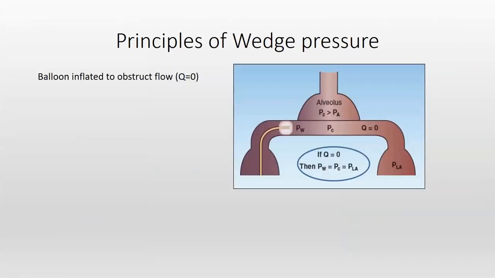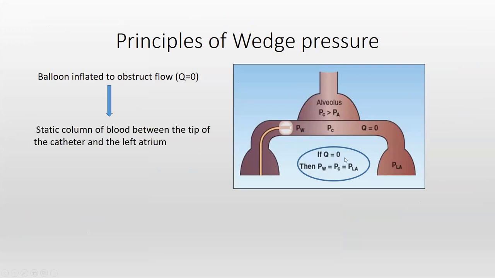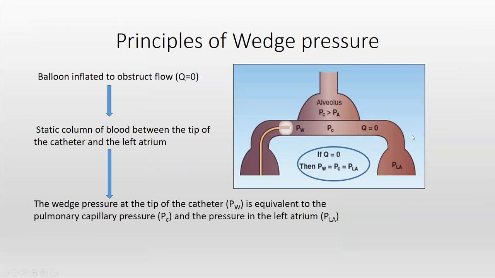So what is the principle of obtaining wedge pressure? Here's your balloon that's inflated. When the balloon is inflated, it obstructs the flow, so your flow is zero. There's a static column between the tip of the catheter and the left atrium. So the wedge pressure at the tip of the catheter is equivalent, when there's a static column, to the pulmonary capillary pressure and the pressure in the left atrium. So this pressure is all equal. If the mitral valve is normal, then your pulmonary capillary wedge pressure is equal to your left ventricular end diastolic pressure. And that's why this number is important for us.